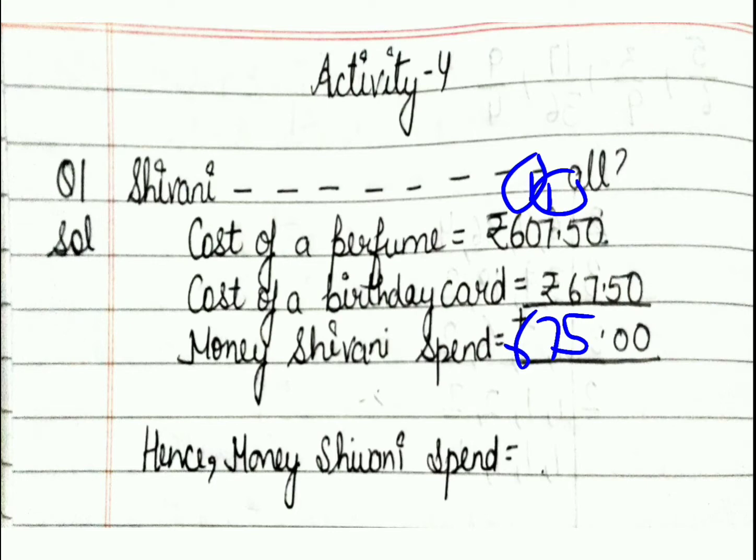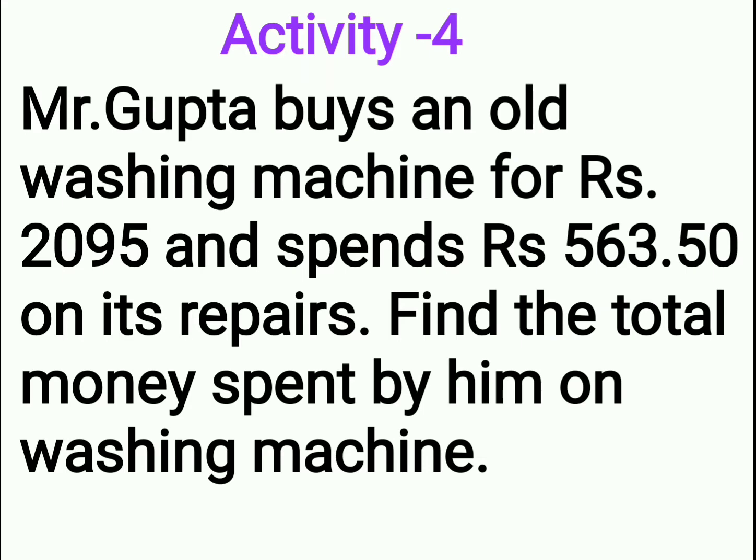So we are talking about cost, so the rupee sign is compulsory. So you write rupees 675. So hence the line will be: money Shivani spent is rupees 675. Clear, students? Now we do question number 2.